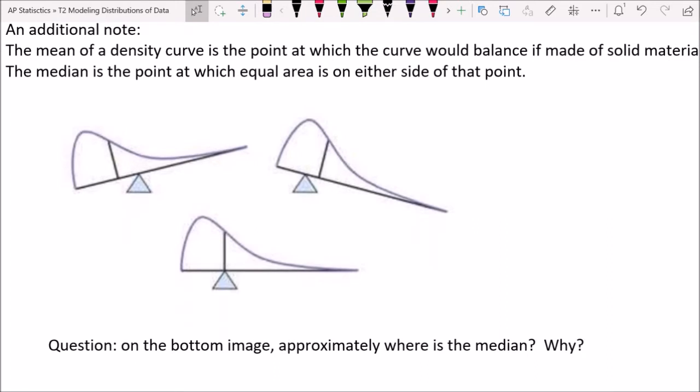The mean of any density curve is sort of the balance point. That's if you made it out of wood or out of foam or something, it would be the point where it balances. So we have that shown right here. And I'm going to call that X bar. That's what we've called it.